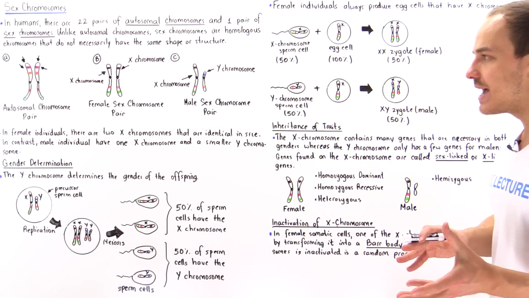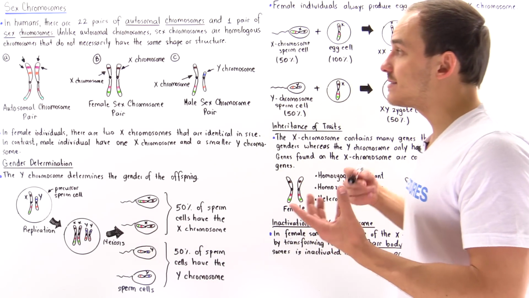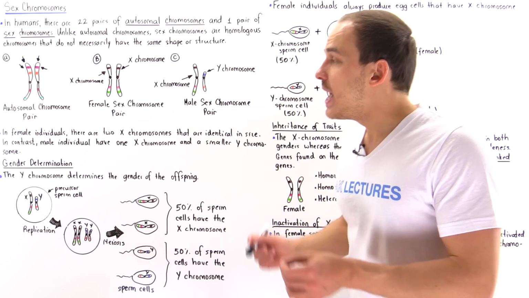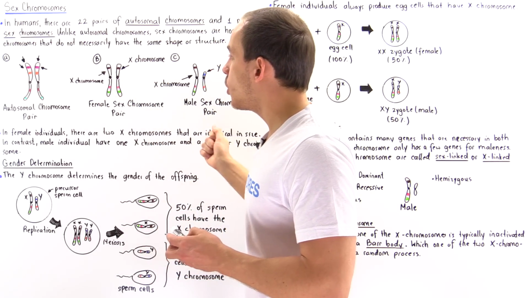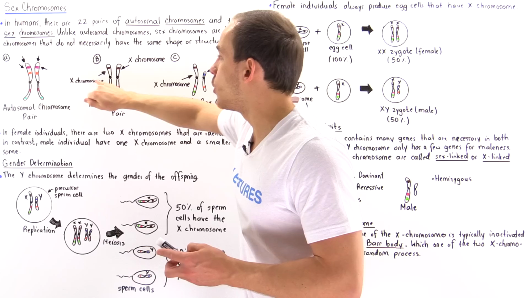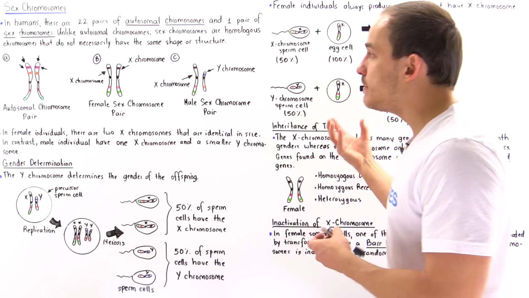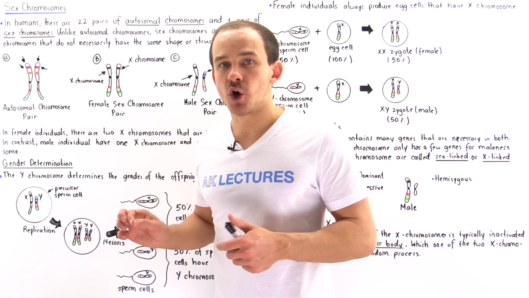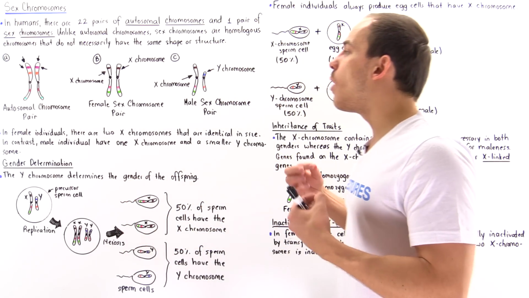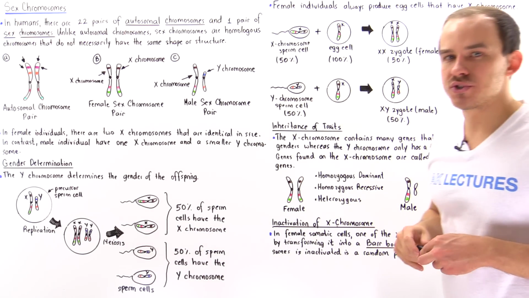Now, in contrast, if we take a look at this gamete formation process as it takes place in females, because females always carry a pair of X chromosomes, the only type of cell that a female can produce is an egg cell that carries the X chromosome. It can never contain a Y chromosome. So female individuals always produce egg cells that have X chromosomes.